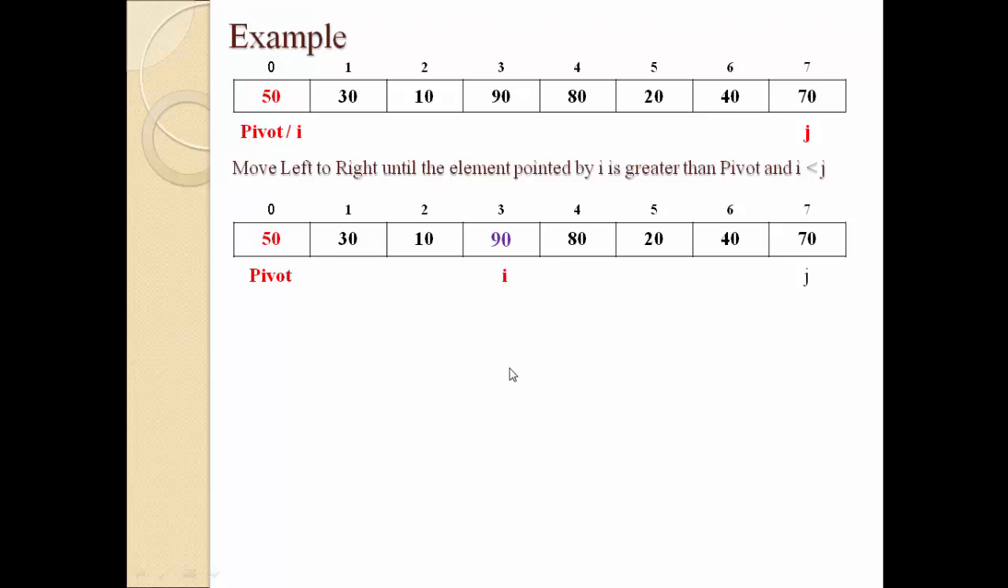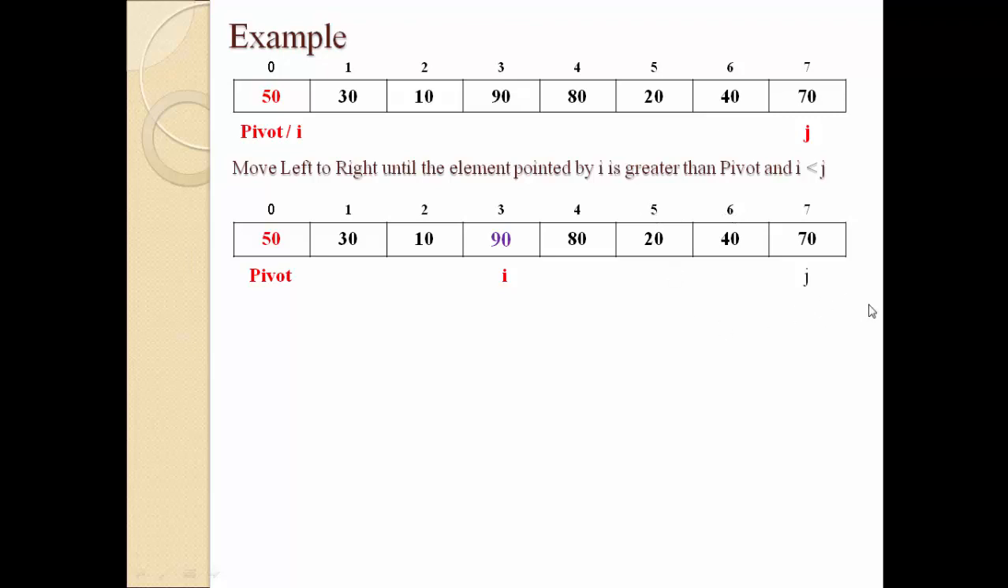Now, the same way we have to move from right to left also. Right to left means first j is equal to 7. Then we have to decrease the value of j: j is equal to j minus 1, then 6. We have to decrease the value of j again: j is equal to j minus 1, then 5, likewise.